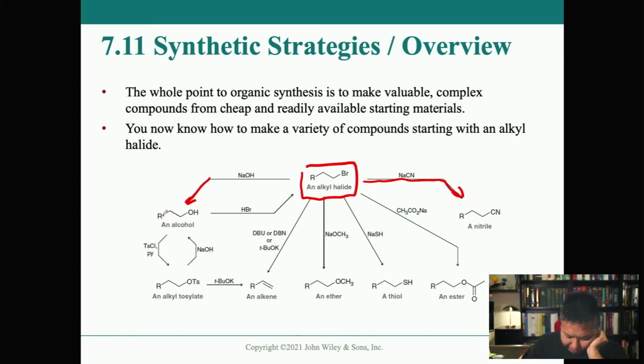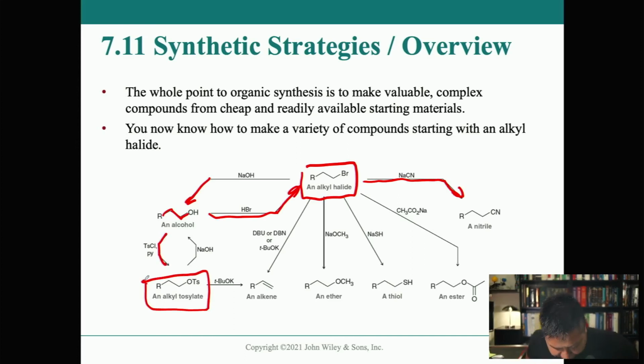If you take that alcohol that you just made with the alkyl halide and the base and treat it with some strong acid like HBr, you'll go back to your alkyl halide, right? You continue to treat that alcohol with some tosyl chloride and pyridine, and what do you get? You get our awesome leaving group, the tosylate, the alkyl tosylate. You can reverse that reaction by treating it with some more hydroxide, and you'll get back to the alcohol. Okay.